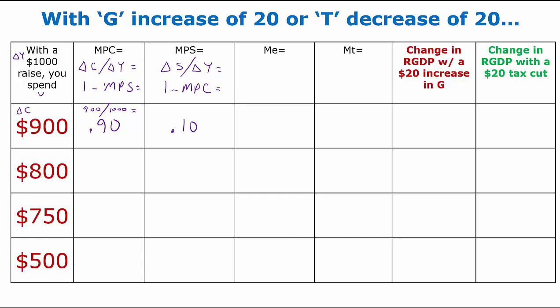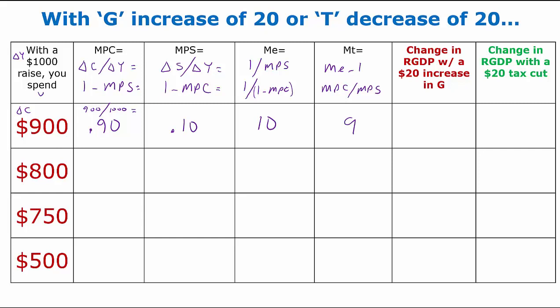Now, the expenditure multiplier, remember that? That's just 1 over MPS, or it's 1 over 1 minus MPC, if you want to do extra work. Anyway, 1 divided by 0.1 is 10, so the multiplier would be 10. And then the tax multiplier, which is ME minus 1, or MPC over MPS, depending on what information you're given, that would be 9.